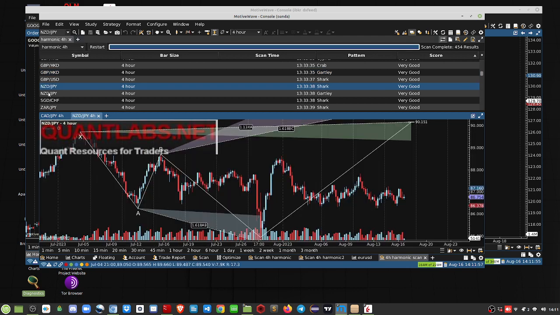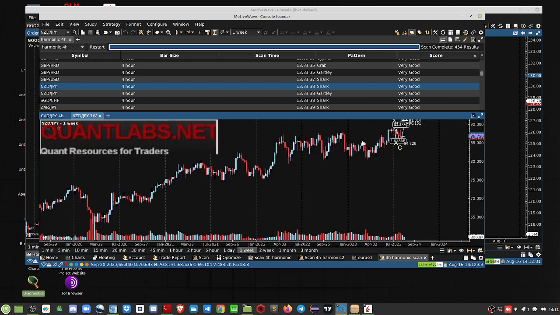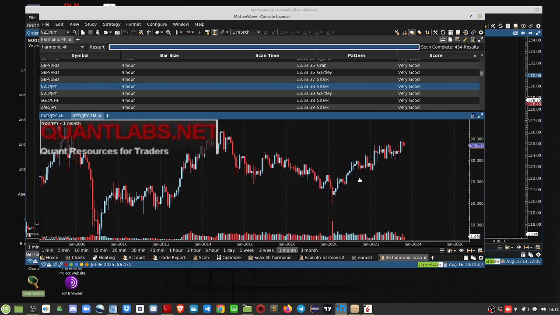New Zealand, Japanese yen. This might be an interesting one as well. It's flat on the weekly view. Pretty choppy, but it is trending up. Yeah. So it's not so bad, but as I said, there's better, cleaner looking charts.